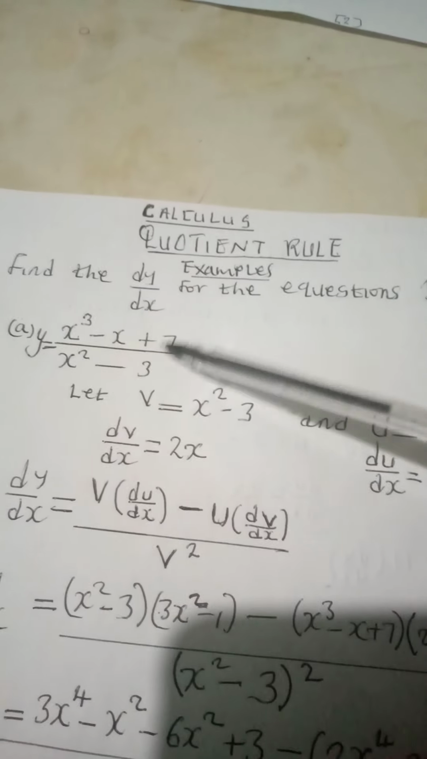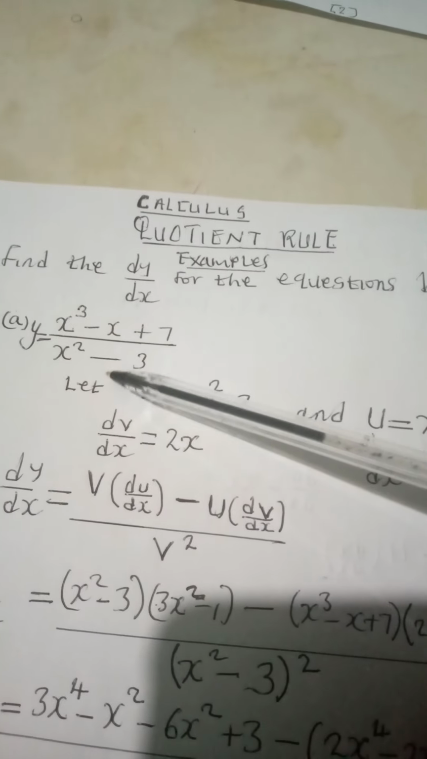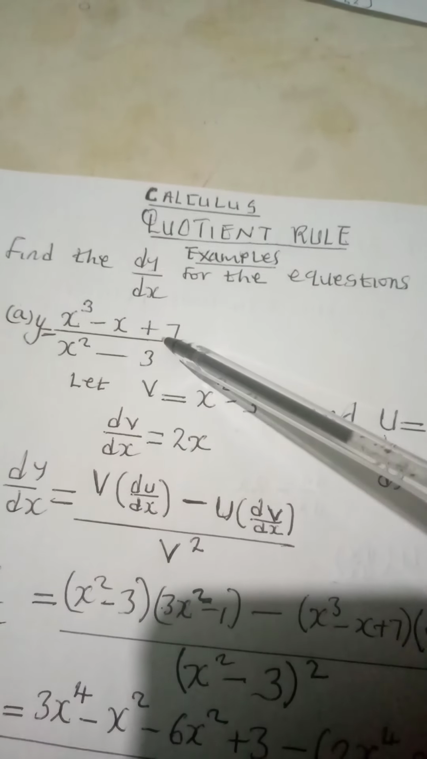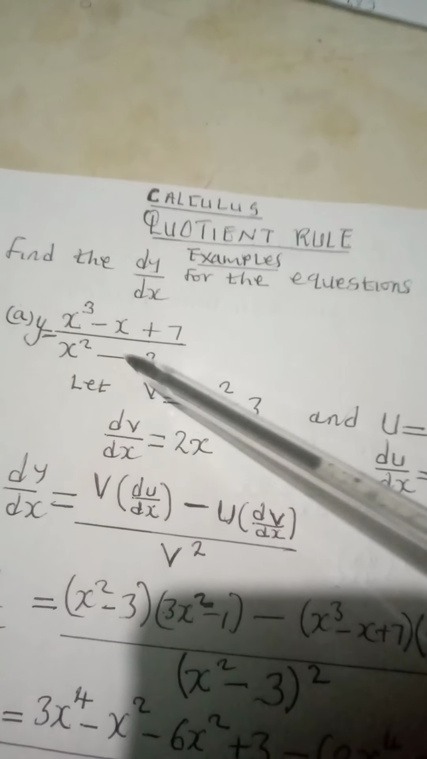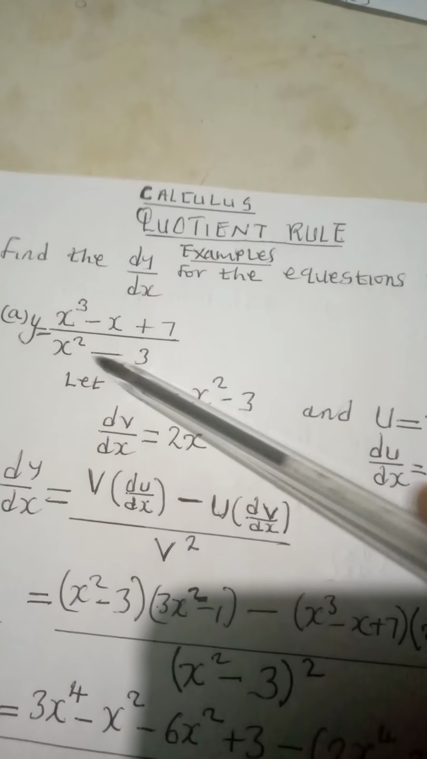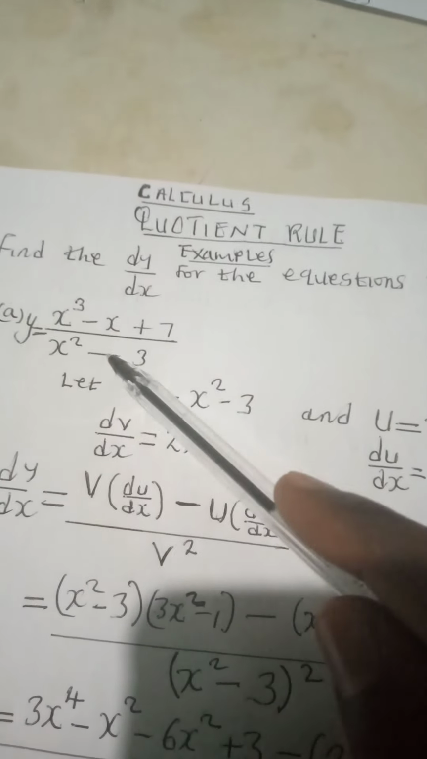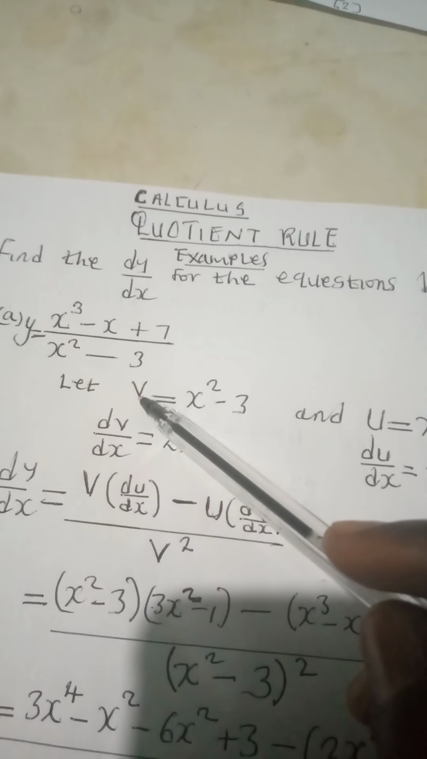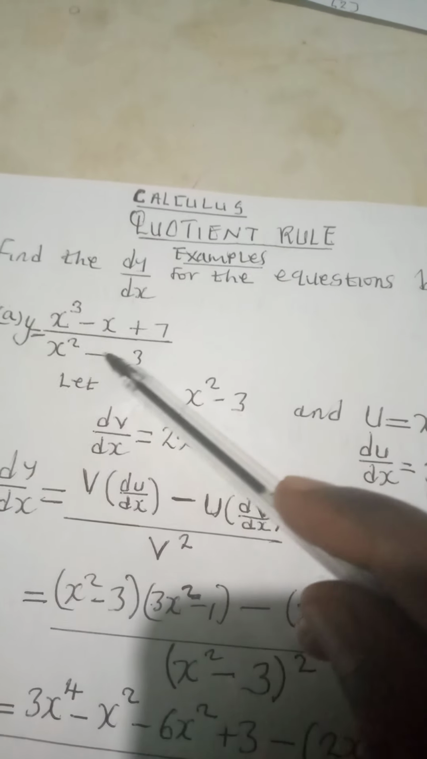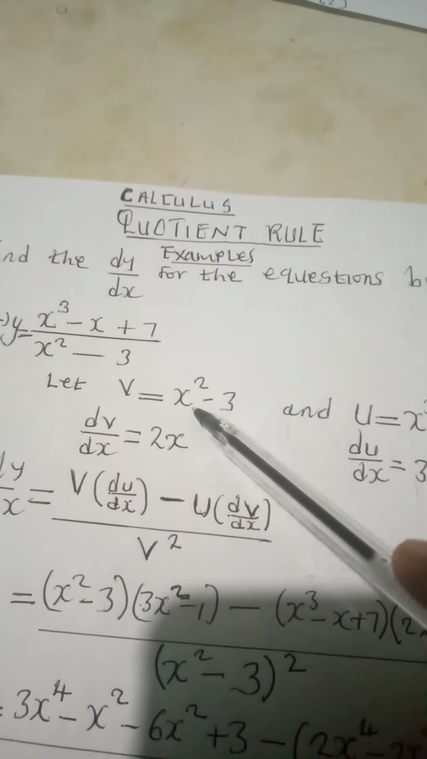What you do is, we have to name these equations. The equation on top, we give it a name, and the equation at the bottom, we give it a name. When we are differentiating such equations, we always start with the denominator. We respect the denominator, because it has weight. So we always start with it: we let v be equal to x squared minus 3. It's just a name. This denominator, x squared minus 3, we let it be equal to v. So v equals x squared minus 3.